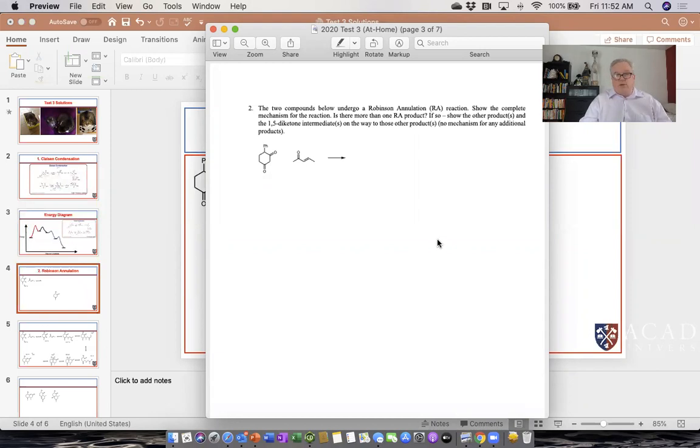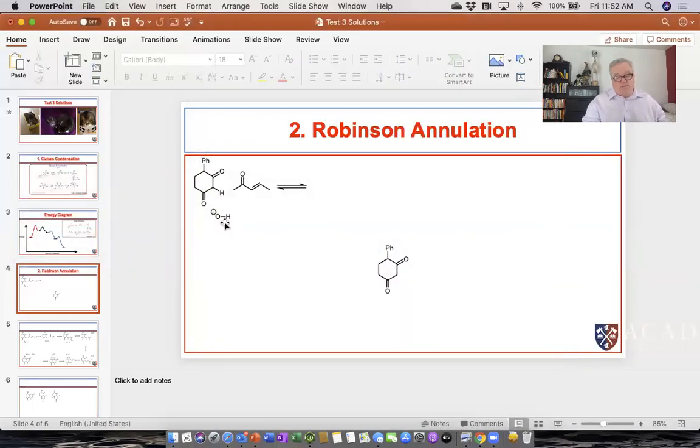If so, show the other product or products and the 1,5-diketone intermediate or intermediates that are on the way to those other products. Don't bother with a mechanism for any of the additional products, but show us the mechanism for the first one. Okay, so the parameters around this test were that your notes and the internet were fair game. The only thing I asked was that you did not collaborate with any of your fellow students, that you do the work on your own. So the notes were fair game.